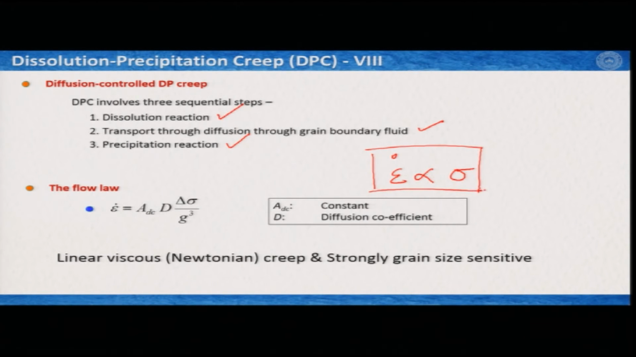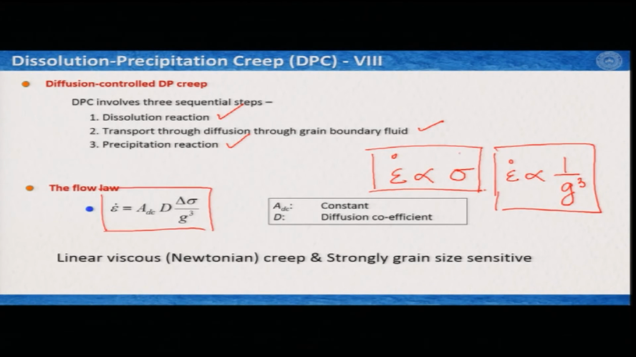So, this is linear. So, the flow is Newtonian, we can clearly see from the equation. And what is important, that strain rate is inversely proportional to grain size, and that even to the power of cube. So, that means it is extremely grain size sensitive. That means lower the grain size, faster the dissolution precipitation creep would happen.